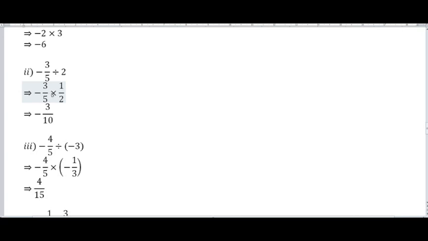-3/5, when you change this division to multiplication, we have to find the multiplicative inverse of 2. You have to remember that there is always 1 at the denominator of 2. Then the multiplicative inverse will be 1/2. So you multiply the numerators and the denominators separately. 3 times 1 is 3, 5 times 2 is 10, so the answer will be -3/10 because there is a minus here. Okay, that is how we do sub number 2.